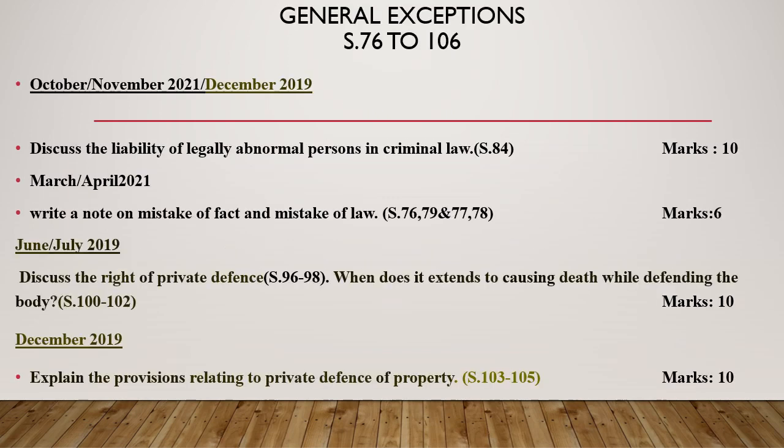Next, general exceptions under section 76 to 106. In that, important questions are: discuss the liability of legally abnormal persons in criminal law; write a note on mistake of fact and mistake of law; discuss the right of private defense. When does it extend to causing death while defending the body? Explain the provisions relating to private defense of property. See here, in private defense, the first question is asked related to the body and the next question is asked related to the property.